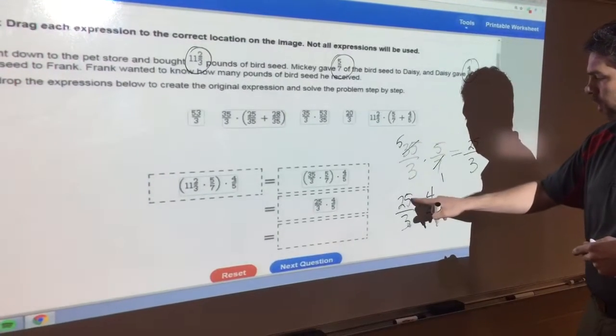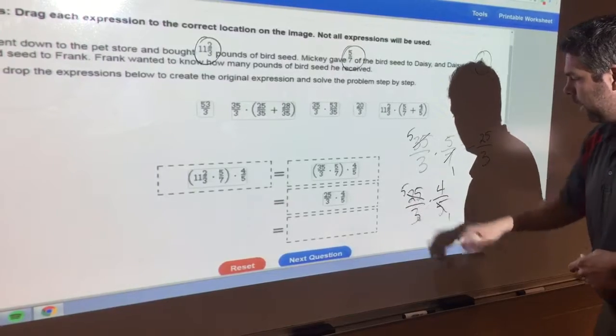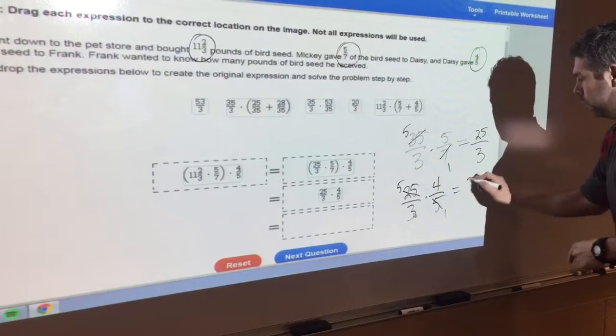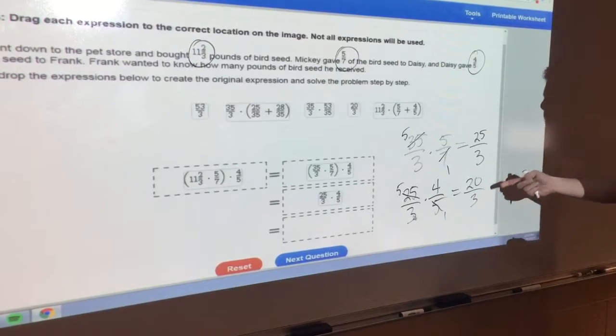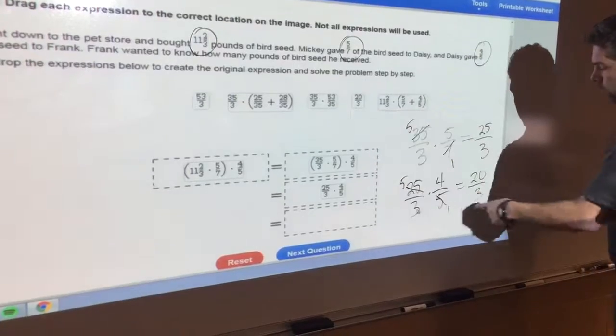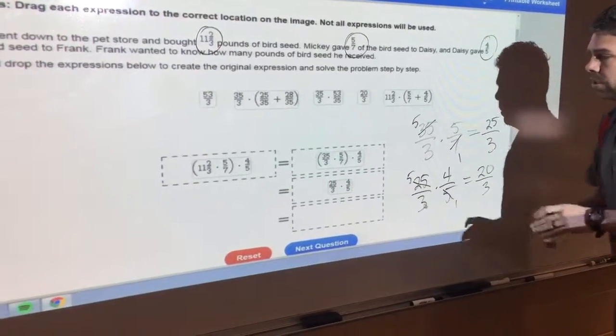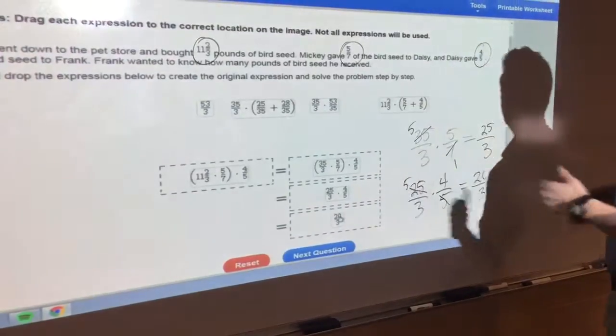I like to cross cancel the 25 and 5. We can divide by 5 again. That would be 5. 5 times 4 gives me 20. 3 times 1 is 3. We could simplify it to a mixed number. I don't see that in any of the answers. I do see the 20 over 3, so I believe they just kept it as an improper fraction here. And our final answer would be 20 over 3.